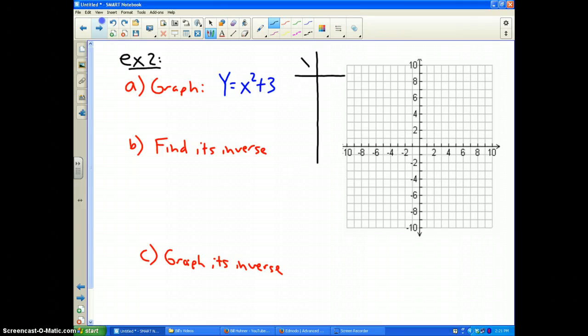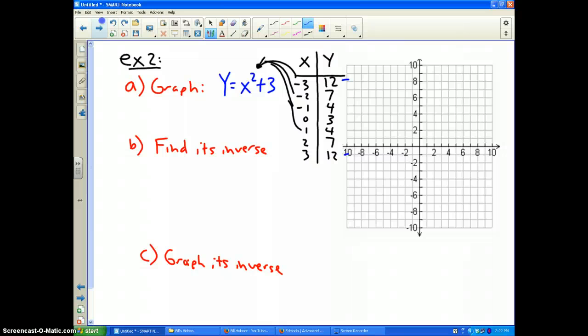Okay, let's do that. Make a little t-table. We know it's a parabola since it's squared. So let's go -3, -2, -1, 0, 1, 2, 3. And let's plug these numbers in. If you put -3 in there, -3 squared is 9, plus 3 is 12. If I take -2 and stick it in there, I get 4 plus 3 is 7. If I stick -1 in there, I'll get 1 plus 3 is 4. I put 0 in, I get 3. I put 1 in. 1 squared is 1 plus 3. I think you see the pattern here. We've done this before. So I'm going to plot my points.